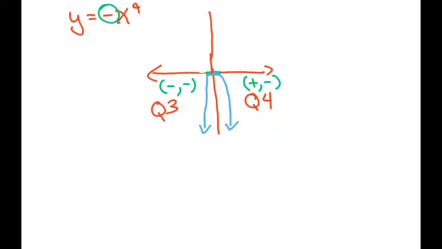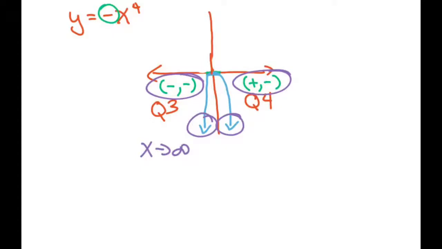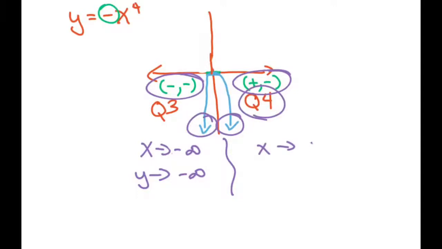So when you're having to discuss end behavior, you're looking at this part. Since this is where we're starting and ending, we're saying as x approaches negative infinity, y approaches negative infinity, because we're down here. And for this part, quadrant 4, you always say when x approaches positive infinity, because that's positive, y approaches negative infinity. So that's your end behavior.